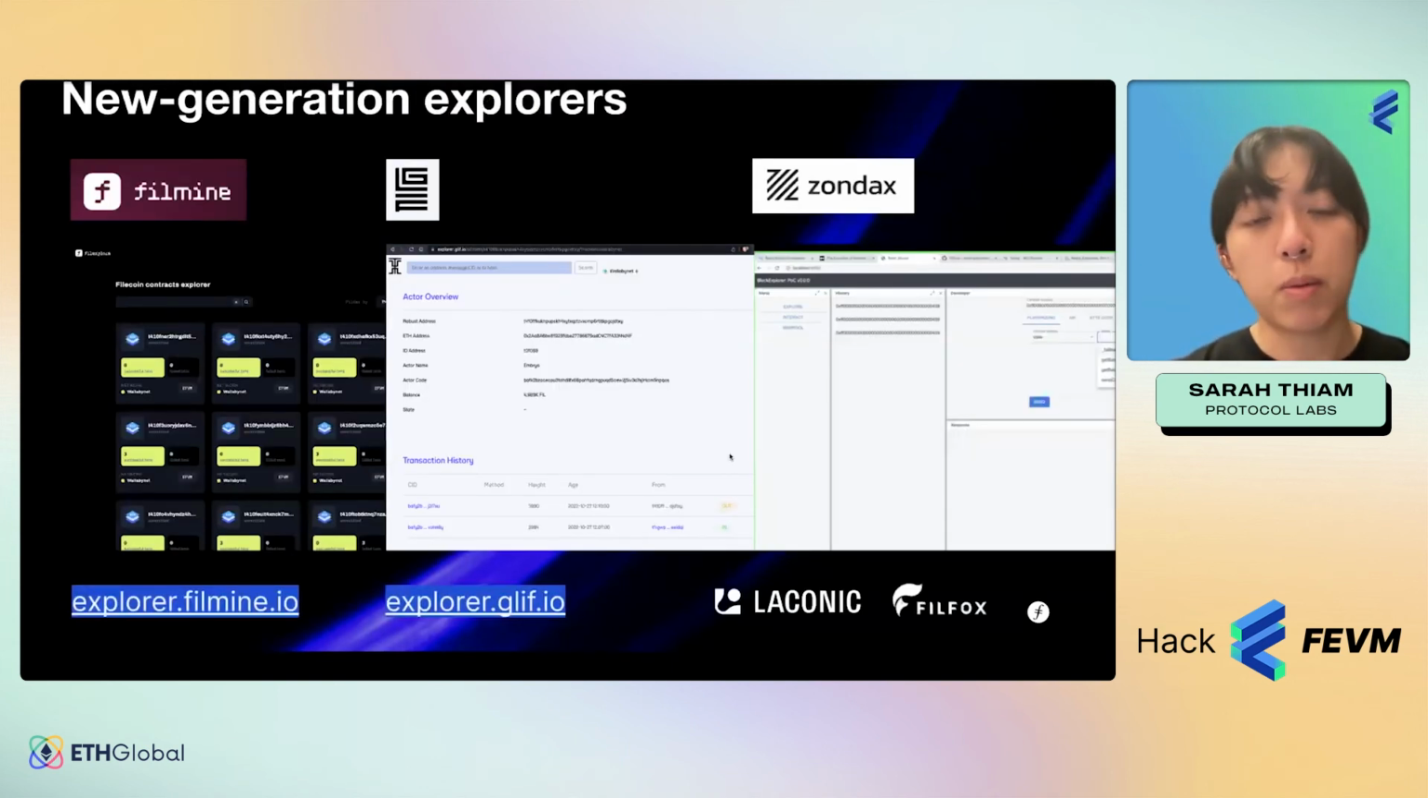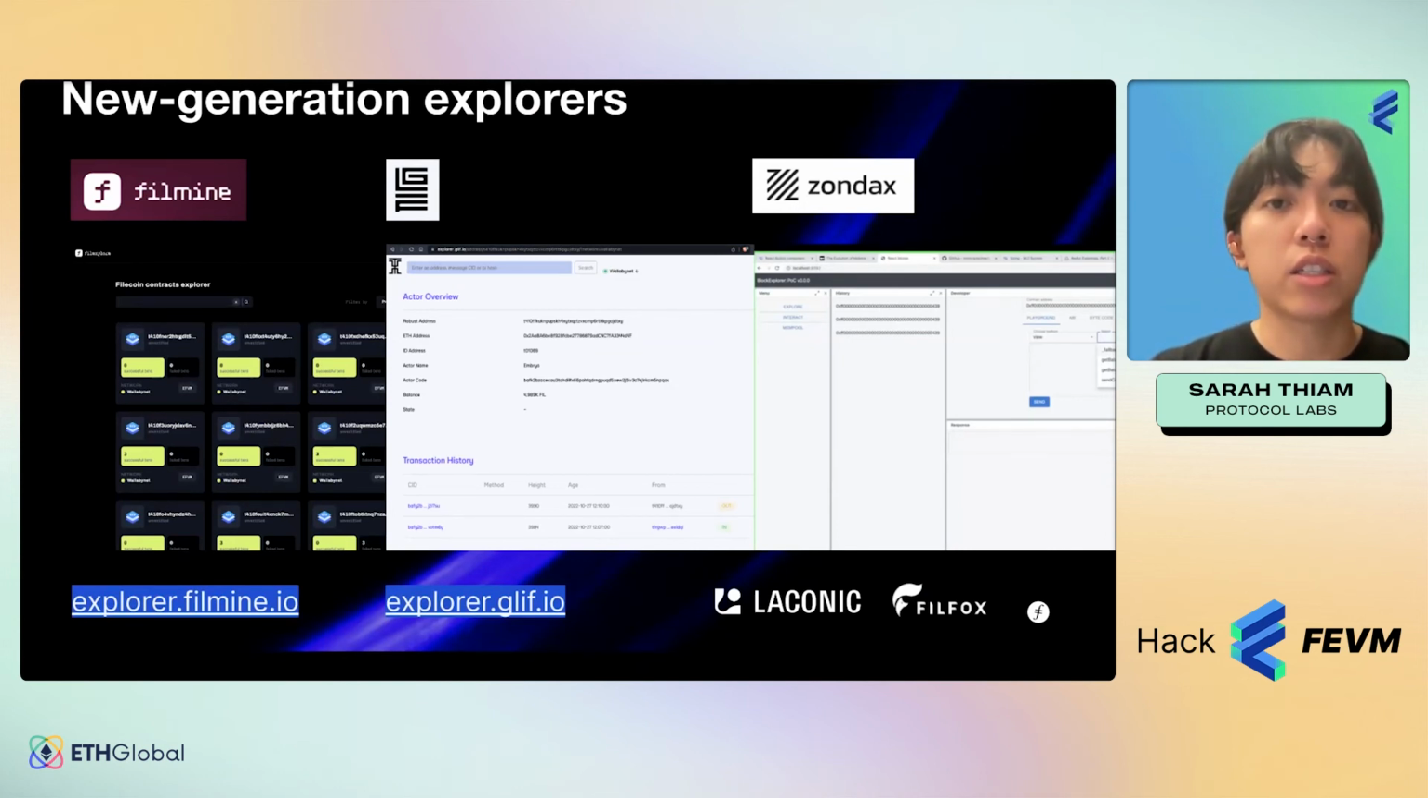So talking a little bit about block explorers, these are a few of the block explorers that have been built out. We're also working with partners to develop them further. So you have Filmine Explorer, Glyph, Zondex. These are the different ways that you can use. Again, these are in the quick start guides. But if you want to check out your transactions and all the storage deals that you have built out of your projects, you can always use these explorers. Yeah, they're actually really easy to use.